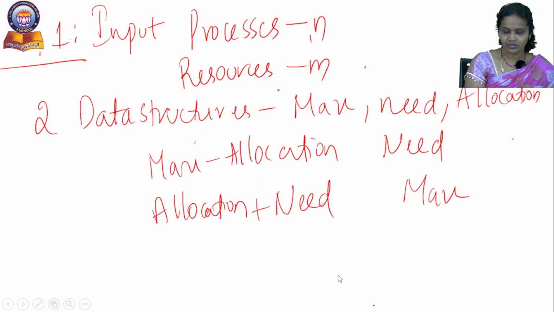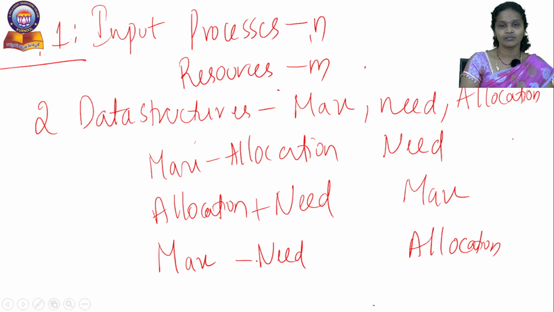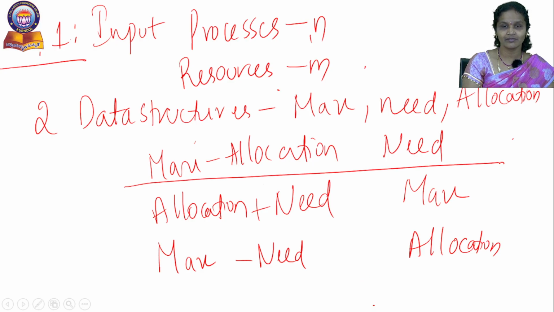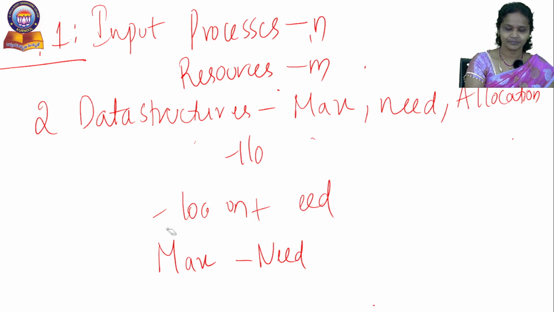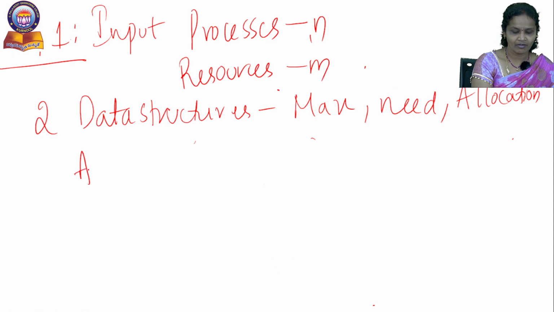Sometimes they may give max and need, and in that case we need to calculate allocation. How are we going to do that? Max minus need gives us allocation. So that all depends upon the problem. Here, in the numerical we have seen, they have given us max and allocation. Based upon that we have calculated the need matrix. Then after that, the third thing that is required for us is the available resources.